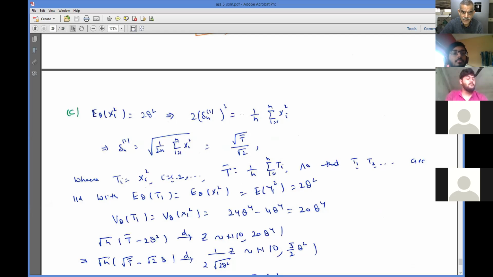So my delta n1 turns out to be 1 upon 2n summation xi square, which I can write as root t bar by root 2, where t bar is the mean of xi squares, and their square root. So T1, T2, Tn are IID with expected value of T1 as expected value of x1 square, which is 2 theta square. Variance of T1 is the same as variance of x1 square, which is 24 theta to the power 4 minus 4 theta to the power 4, 20 theta to the power 4. So any doubt up to this point?